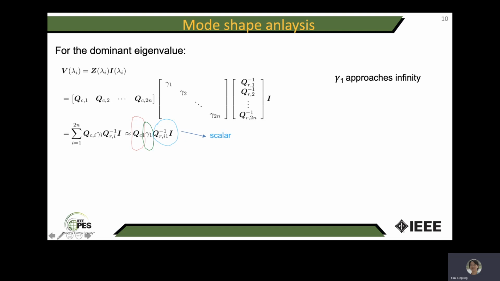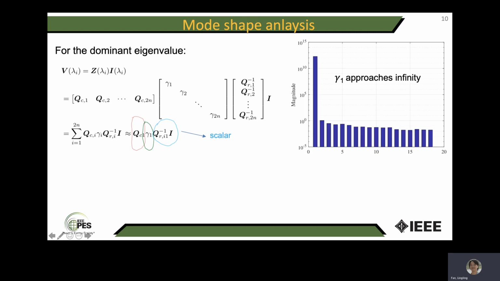So for Z, we conduct eigenvalue decomposition to make it a three-component sum. You can see that gamma 1 is indeed very, very large compared to the rest, which can be ignored. Therefore, we can simplify this just like SVD: you keep the important part, just the gamma 1 associated part. The left one is a vector. This is the scalar, which won't change, but this vector will change according to different buses.